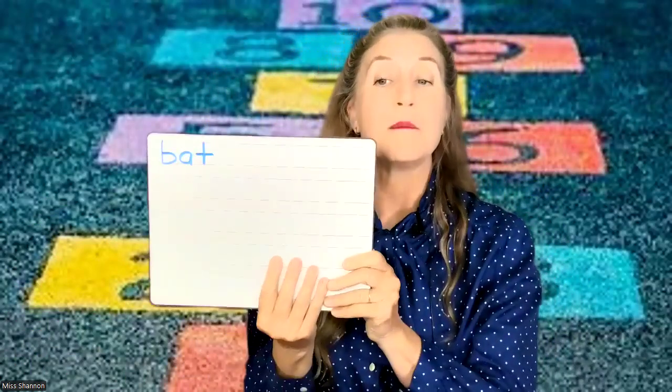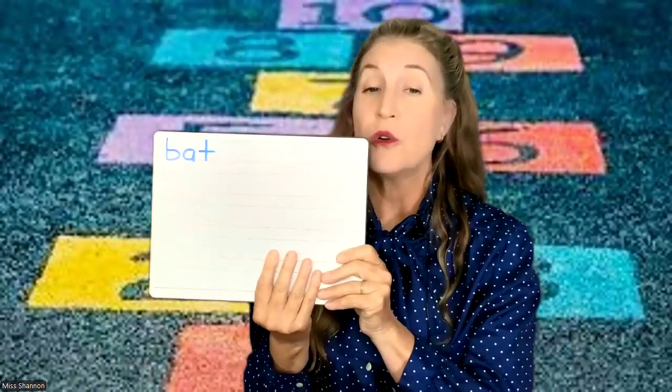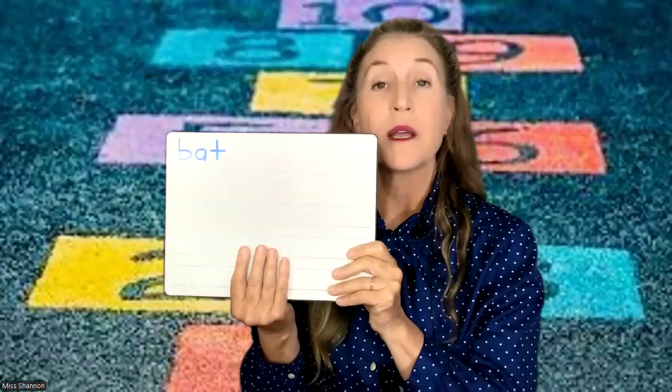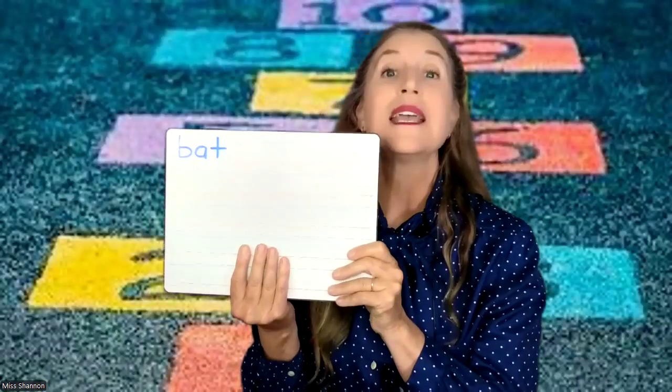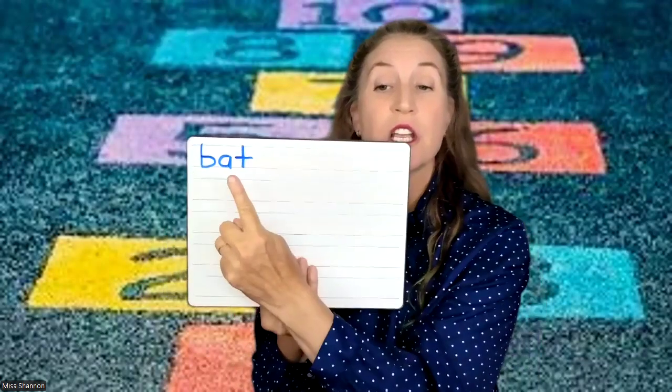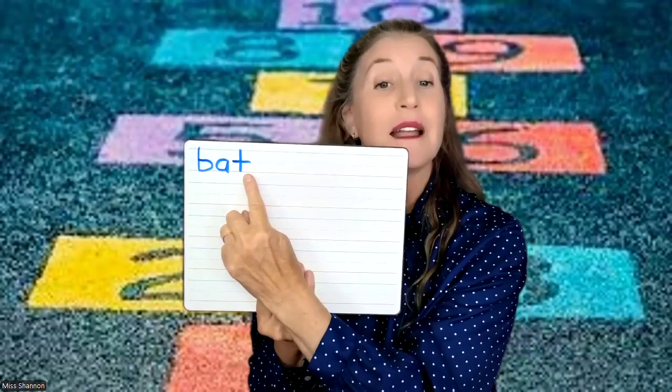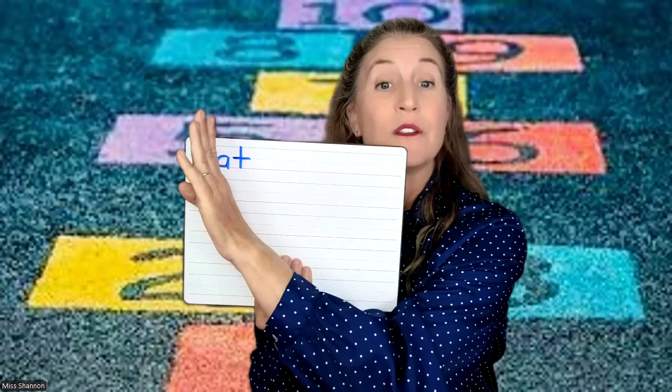3 different ways. Now, Miss Shannon's going to let you help me find a rhyme to bat. I'm going to show you 2 different words. What I would like you to try, rascals, is to find the word that shares an a and a t at the end. New sound in the front. Let's see if we can do it.